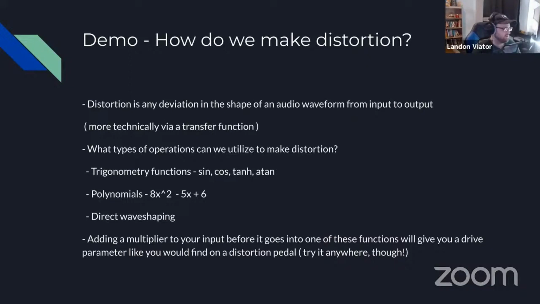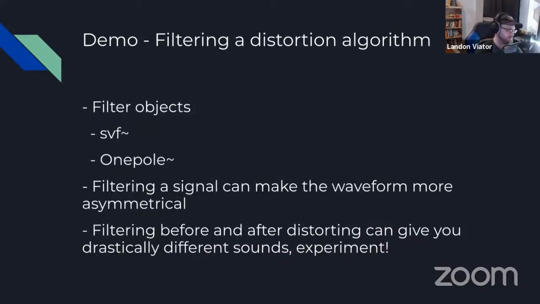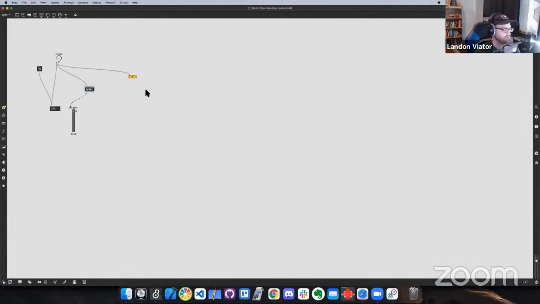And then something that's really helpful is adding a multiplier to your input, either before or after it goes into one of these functions. If you do it before, it'll give you more distortion, basically a drive parameter. That's an analogy to how guitar amps work. You send your guitar into the amp and you'll have a certain amount of distortion by default. If you increase the guitar's volume going into the amp, you'll get more drive and distortion. So let me go over to Max and I'll start showing you a couple of things.